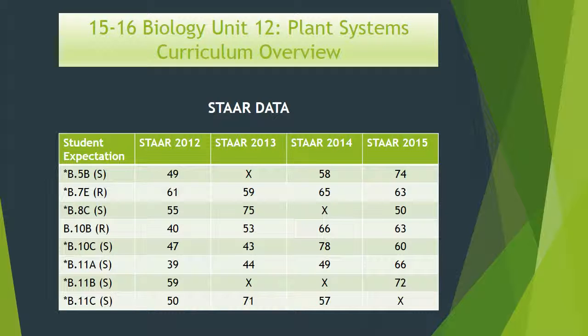Over the years from 2012 to 2015, we can see that there's been some changes or some growth in some SEs. We've demonstrated growth in B5B as well as B11A, and it's been consistent growth each year, so therefore we want to definitely see increased growth over the STAAR 2016. We've had increases and decreases over the years with the SEs that I put dashes by. So all in all, looking at Unit 12, definitely this is one of those units that those SEs are being spiraled in for a reason.